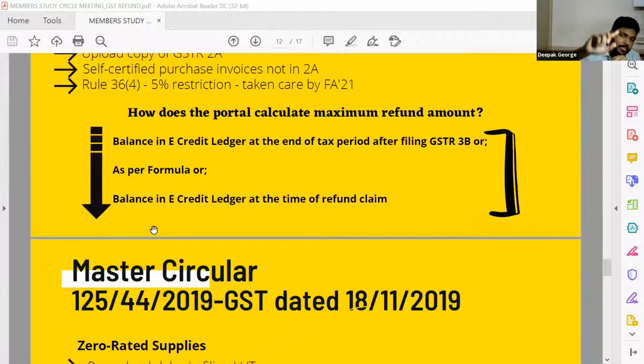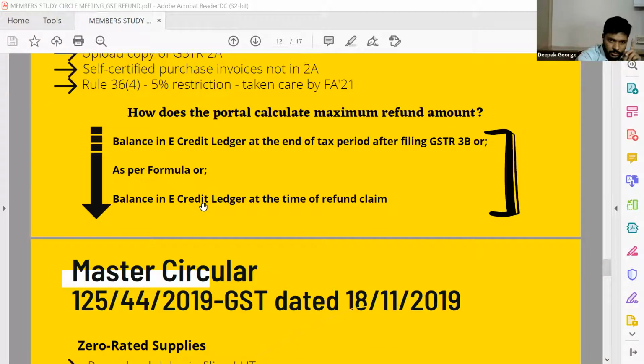Now, when you go and file your refund application, you will find that the portal automatically calculates and keeps the refund amount, right? You have to insert the amounts for arriving at that refund formula. But in addition to that, if you can see here, there are 3 components. The portal automatically calculates the first one and the last one.